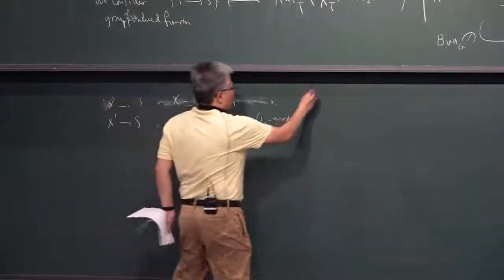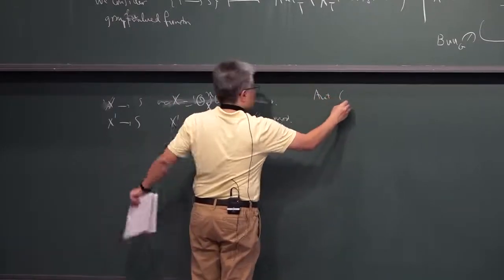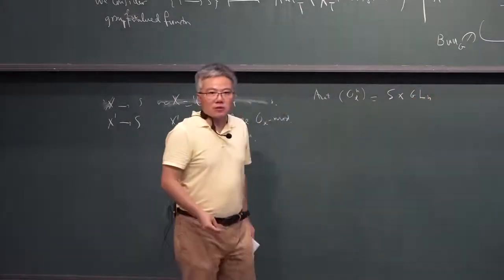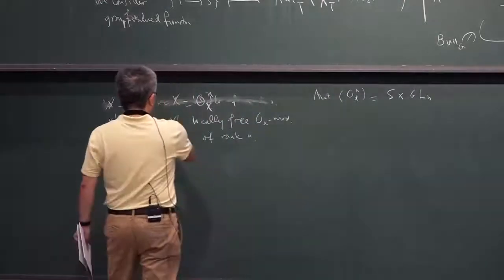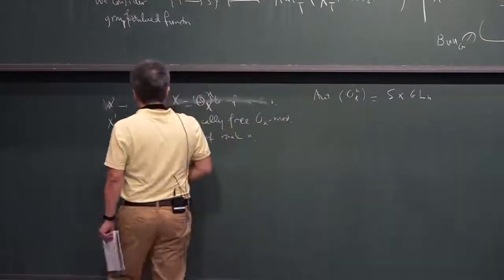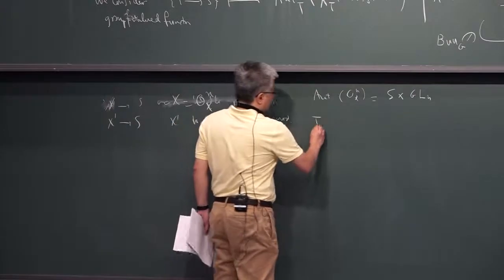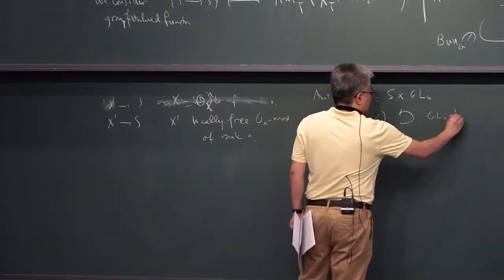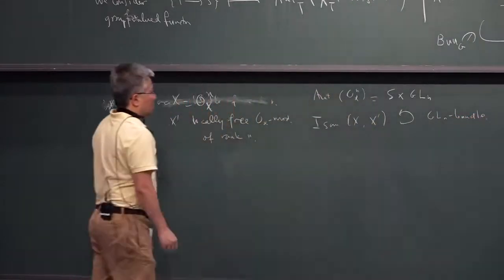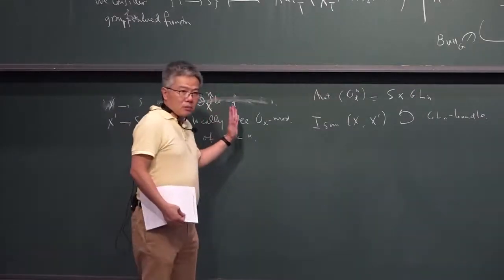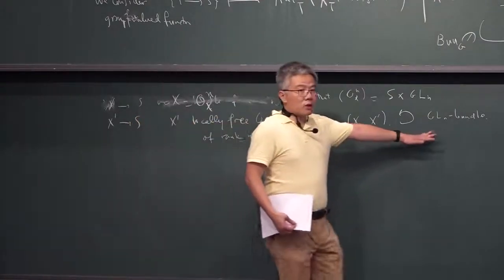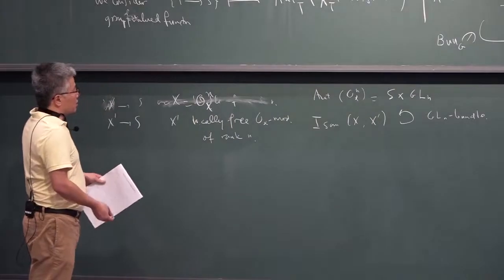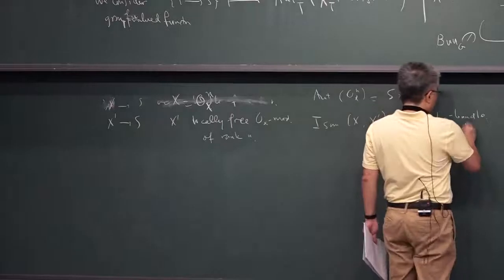And here it is very obvious: the automorphism of this O_X^n is just X times S times the group GL_n. This is very easy. So then when you do these Iso things, Iso from X to S is going to be a GL_n-torsor. So then we have an equivalence between the groupoid in the category of vector bundles and the category of GL_n-bundles. In differential geometry, they call this GL_n the frame bundle.